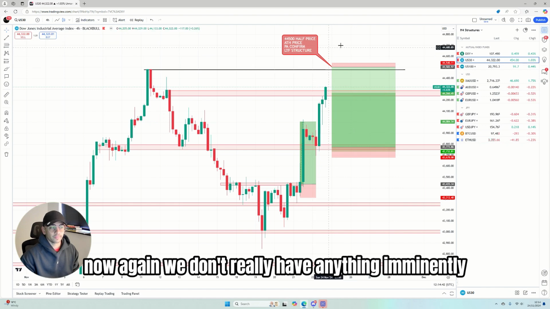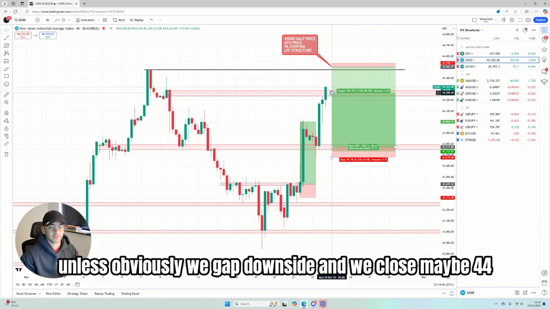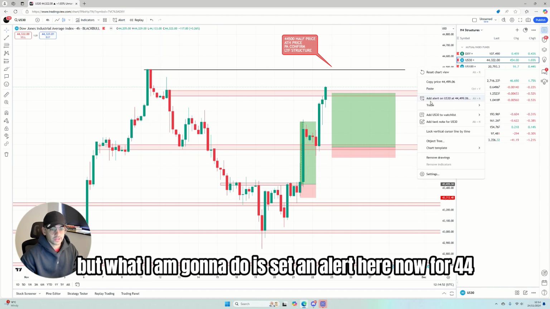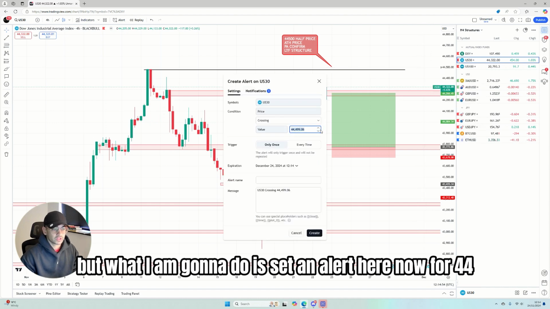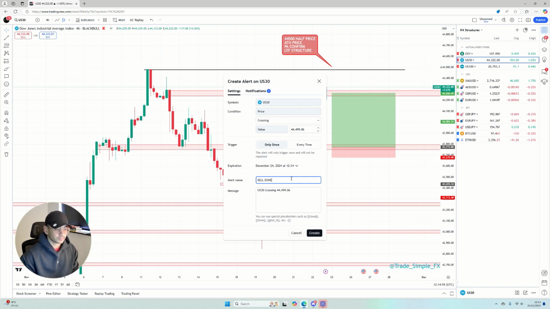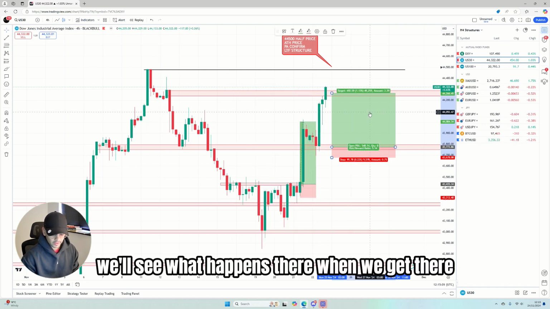Now, again, we don't really have anything imminently, unless obviously we gap downside and we close maybe 44,300, and then we could look to sell off from here. But what I am going to do is set an alert here now for 44,500 price, and we'll say that is our sell zone. We'll see what happens there when we get there.